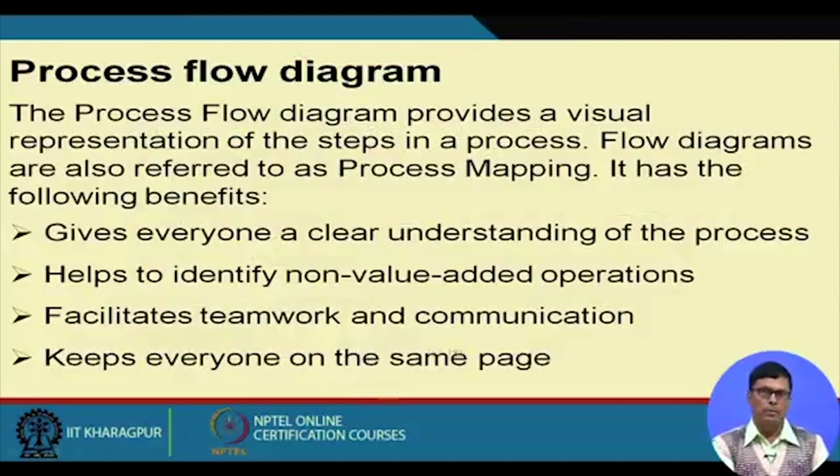Now let me tell you something about the process flow diagram. The process flow diagram provides a visual representation of the steps in a process.